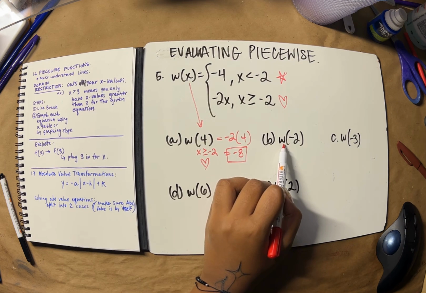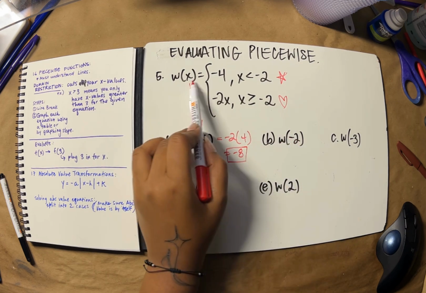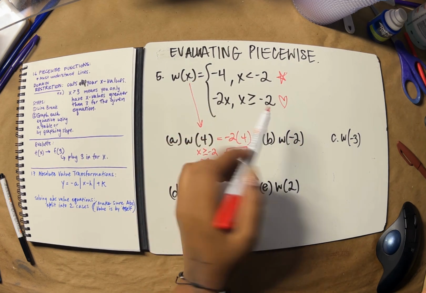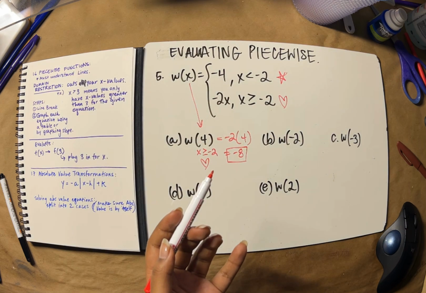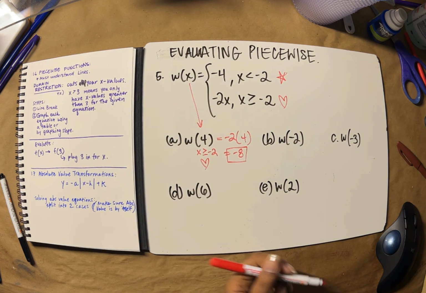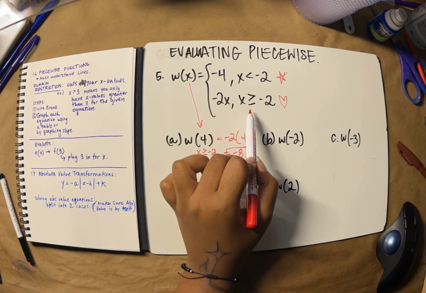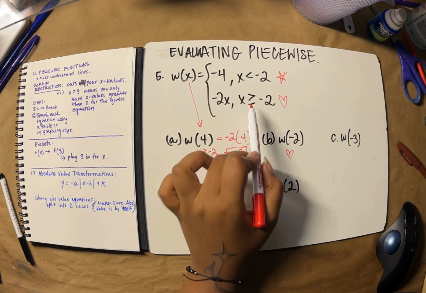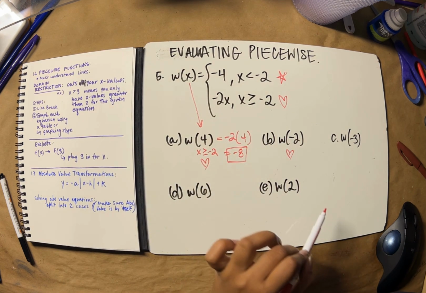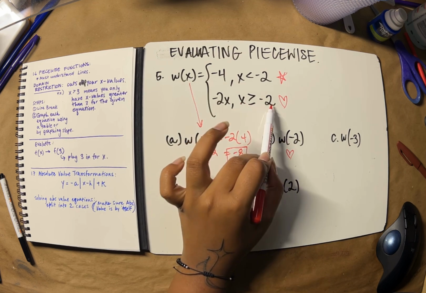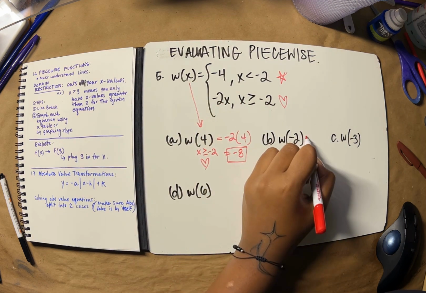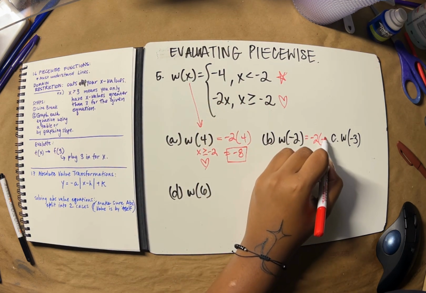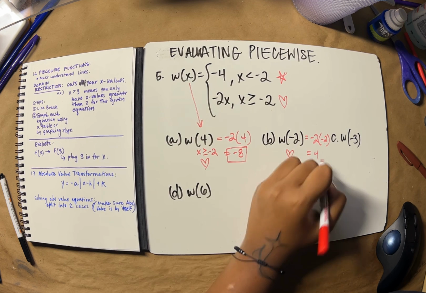W of x, so W of -2: is that less than, greater than, or equal to -2? It is equal. So which one says that? My heart equation, the one on the bottom, says that. It says that x can be -2. So now we're plugging it in. We have -2 times -2, so we get that equal to 4.